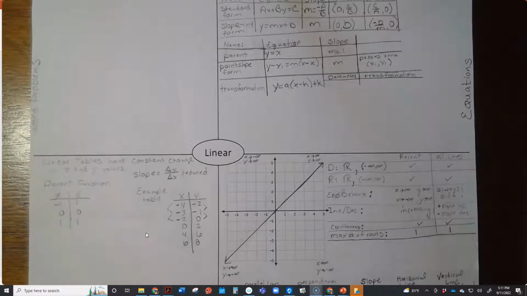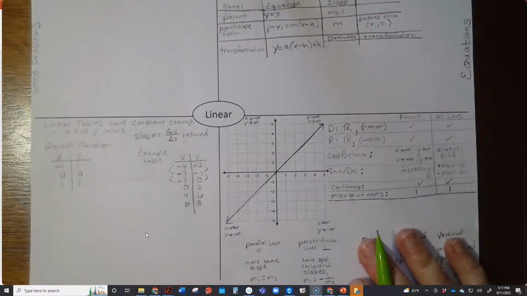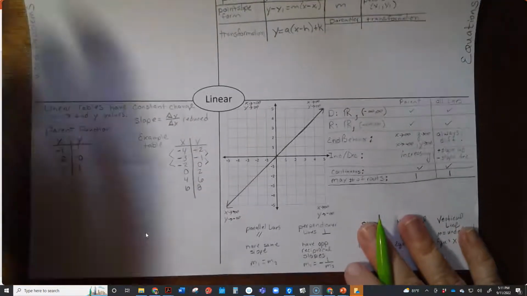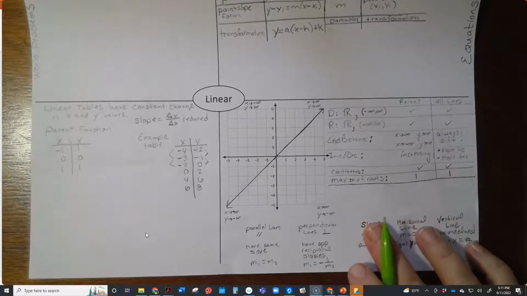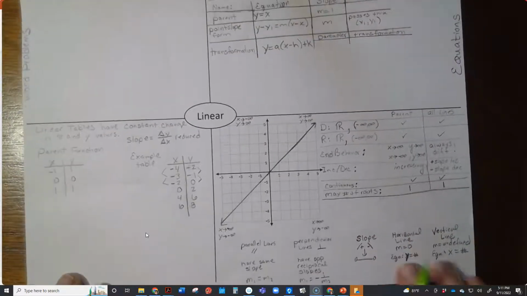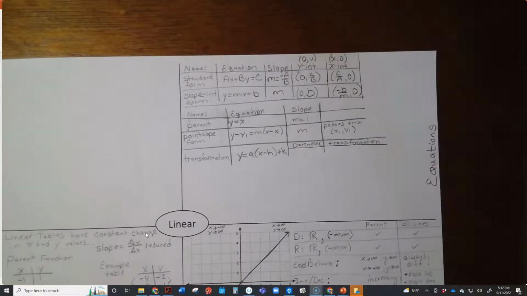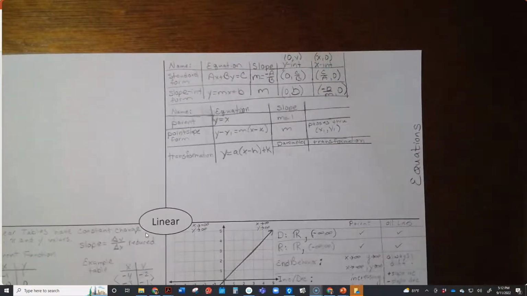Algebra 1 Linear Review. This is a graphic organizer. If you don't have one of these, you are welcome to draw it on your own paper. I'm going to go over all of this stuff that I have filled in with you, and you can fill it in at your earliest convenience.